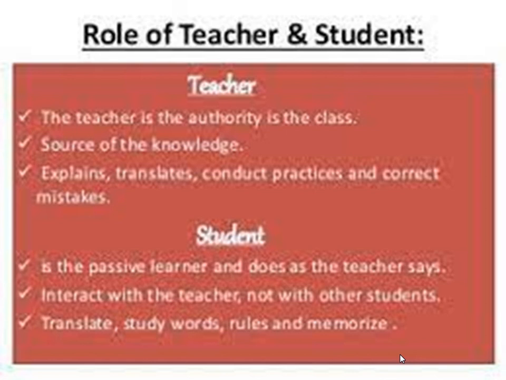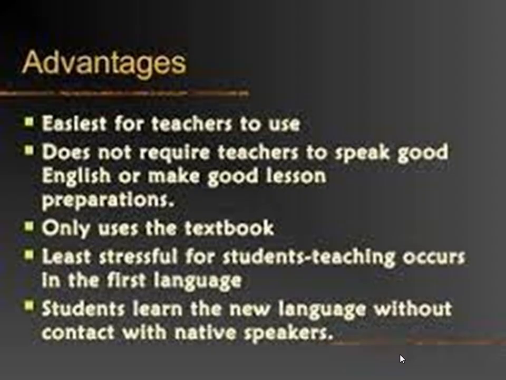Explain, translates, and also, in the passive, students are passive learners and do as the teacher says. টিচার যেভাবে বলবে সেভাবেই স্টুডেন্টরা করবে। Interact with the teachers, not with other students. টিচারের সাথে কিছু কিছু জায়গায় ইন্টারাক্ট করছে কিন্তু স্টুডেন্টের সাথে ইন্টারাকশন হয় না। কোথায়? GTM এ। That is the student's role: translate, study words, rules and memorize. That is the student's role.